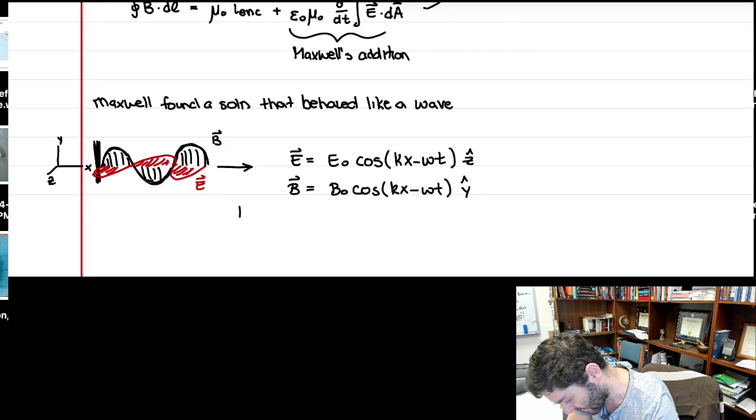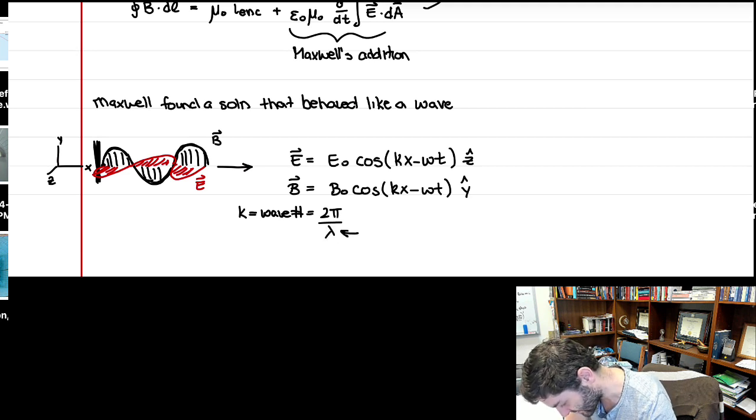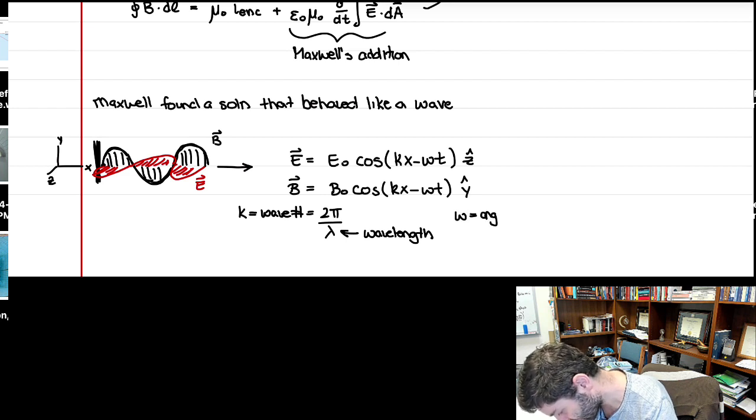K is what's called the wave number, and it connects to something you're probably more familiar with called the wavelength, as 2 pi divided by lambda, where that is the wavelength. And then omega is what's called the angular frequency, and it connects to something you're probably more familiar with called the frequency f as 2 pi times the frequency.